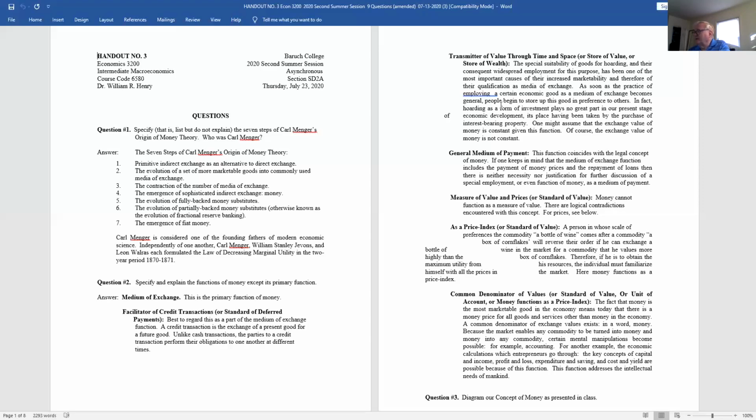If one keeps in mind that the medium of exchange function includes the payment of money prices and the repayment of loans, then there is neither necessity nor justification for further discussion of a special employment or even function of money as a medium of payment. But let's try to understand the legal function of money.